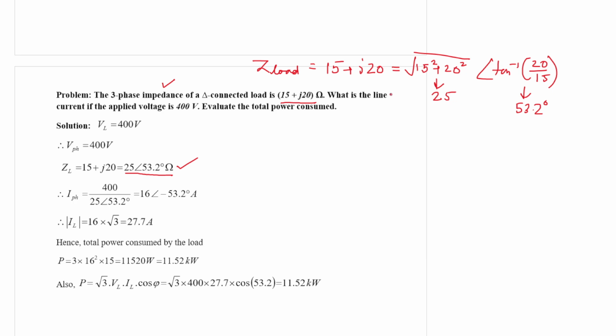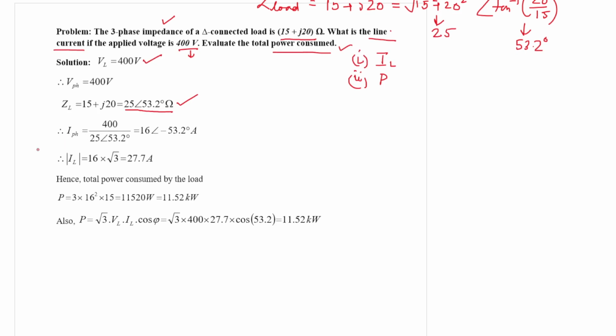So what is the line current? You need to evaluate the line current. If the applied voltage is 400 volt, this is the line voltage. 400 volt is always a line voltage, and you also need to calculate the power consumed. So you need to evaluate IL first, then power. These two parameters you need to evaluate. So let us solve. First we have solved ZL, which is 25 at an angle of 53.2 degree.